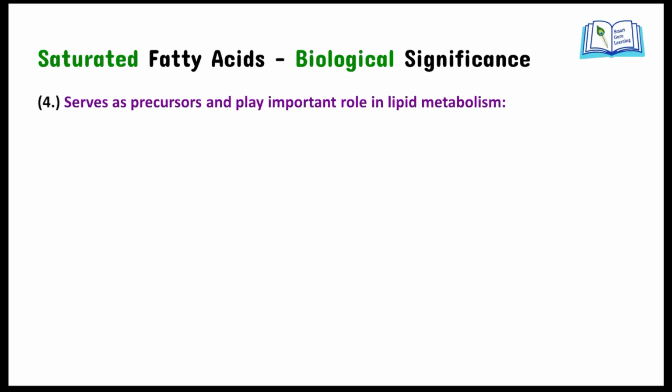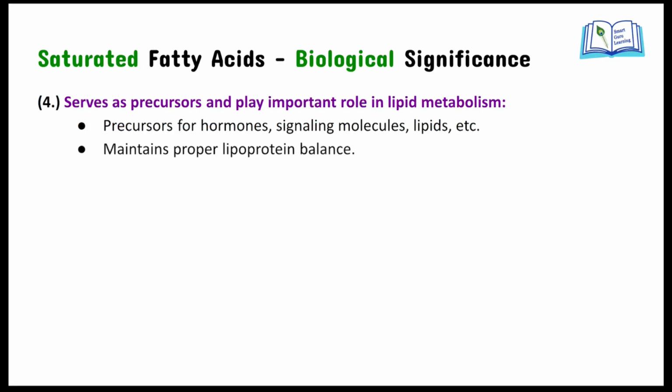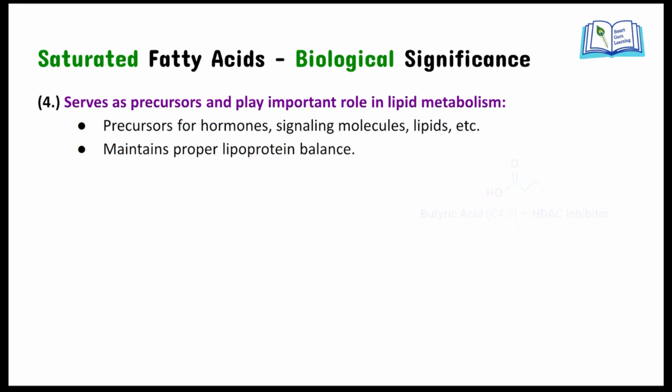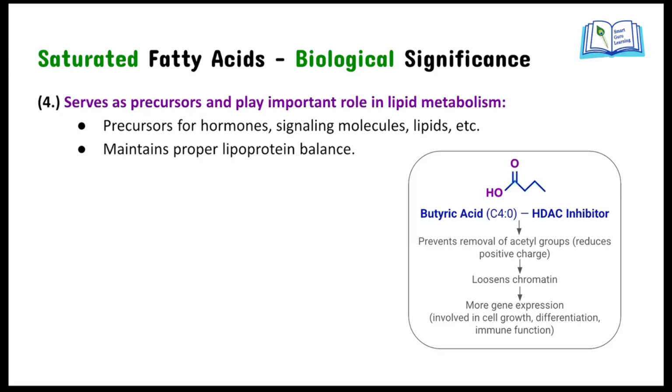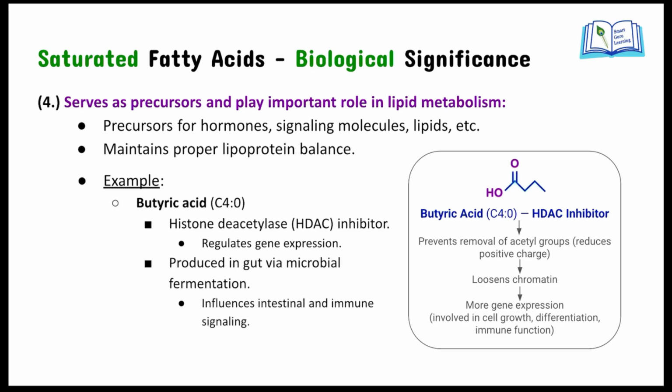Some saturated fatty acids also serve as the precursor for hormones, signaling molecules, and other lipids. It also plays an important role in lipid metabolism and maintaining proper lipoprotein balance. For example, butyric acid acts as histone deacetylase inhibitor and hence it regulates gene expression. It is produced in the gut via microbial fermentation and influences intestinal and immune signaling.